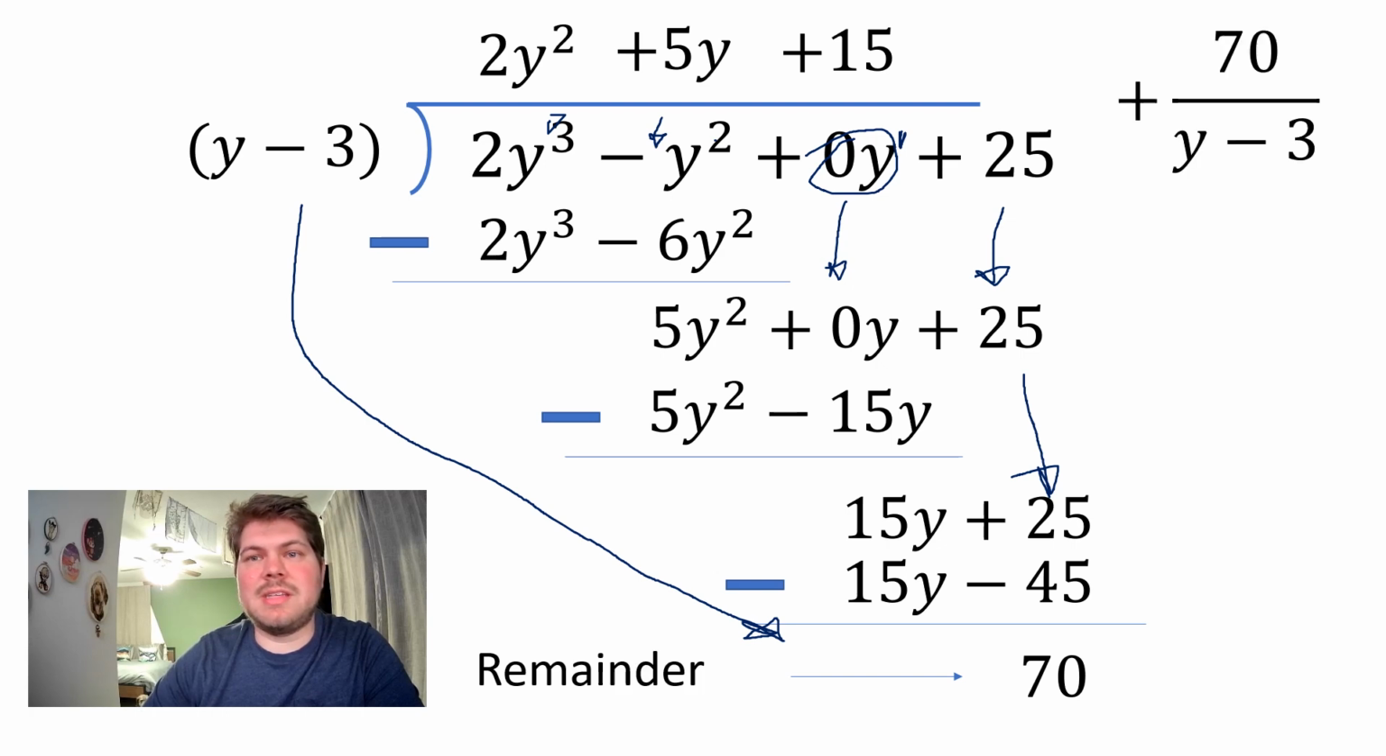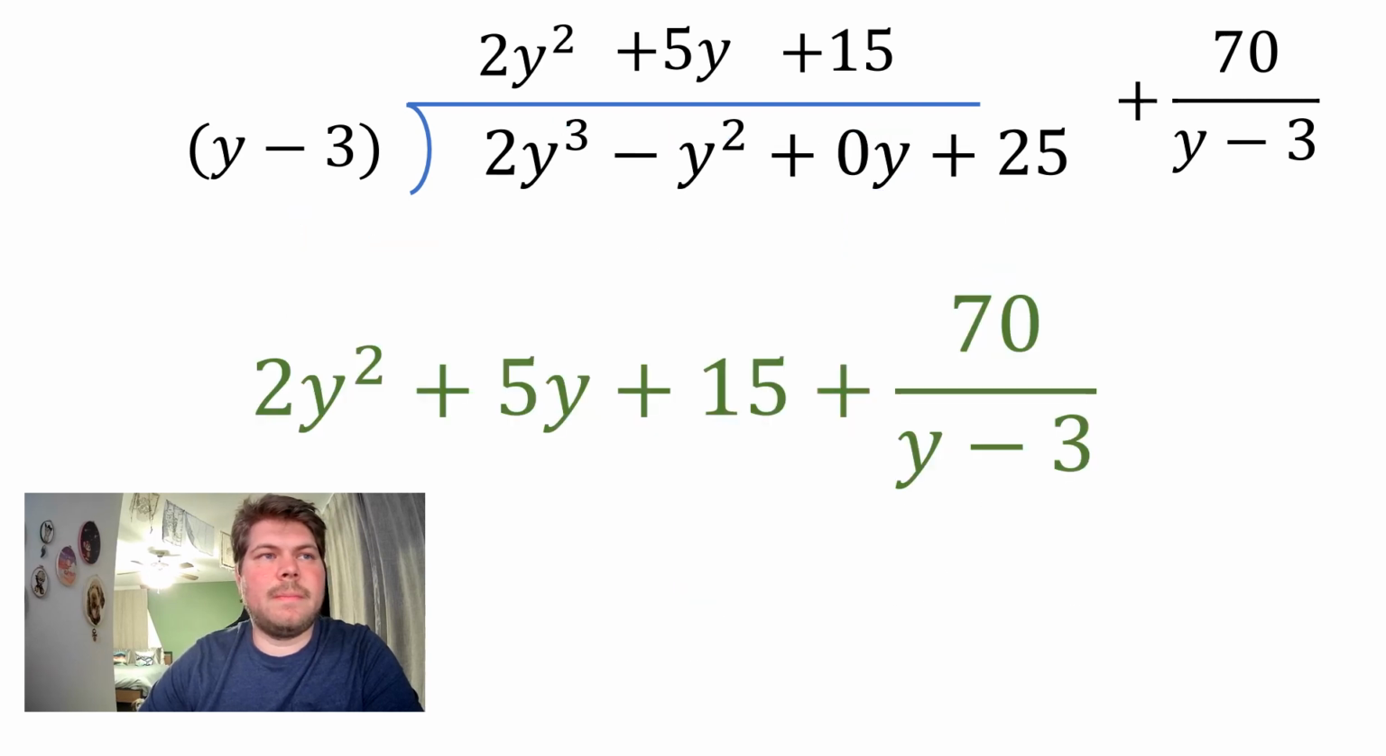And so it's going to be 70 divided by y minus 3. 70 divided by y minus 3 would give us that final bit. So our final equation, if we divided these two, is 2y squared plus 5y plus 15 plus 70 divided by y minus 3. So I think that one works out nicely.